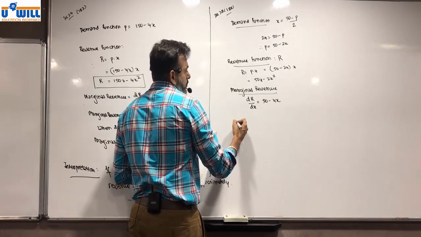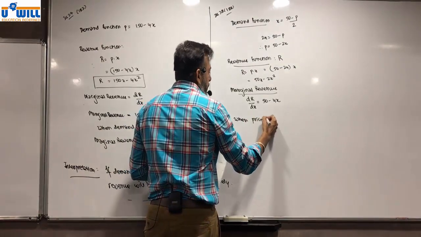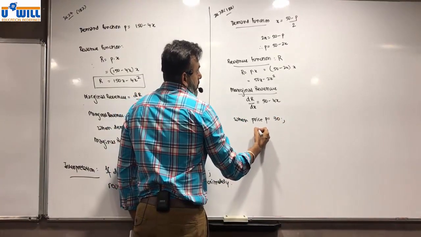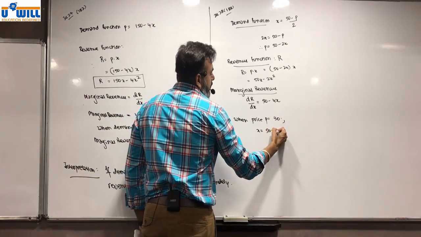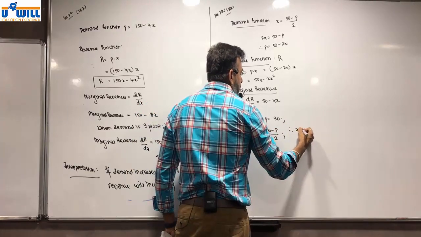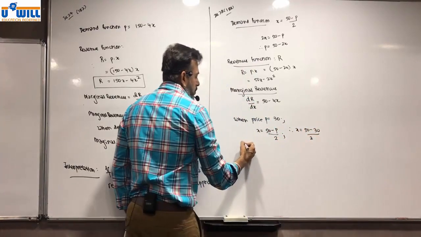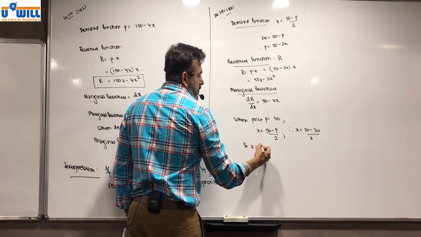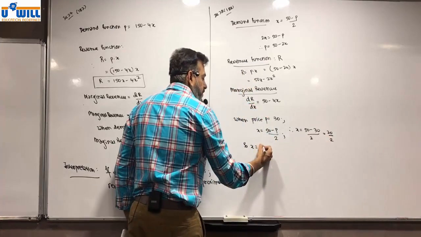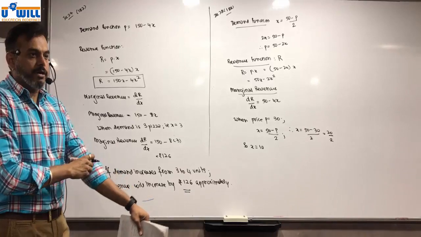Now pay attention, when price P is equal to 30, x is equal to 50 minus P by 2. Therefore x is equal to 50 minus 30 by 2. So x is equal to 50 minus 30 is equal to 20 by 2, which is equal to 10. We got x is equal to 10.